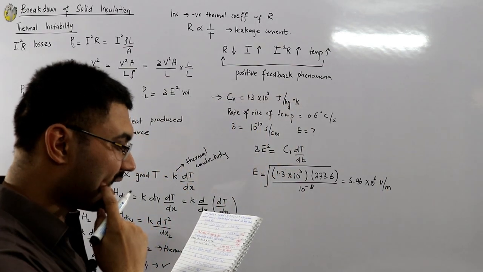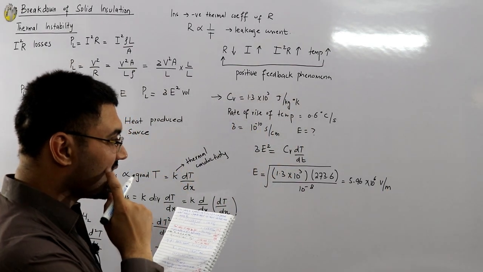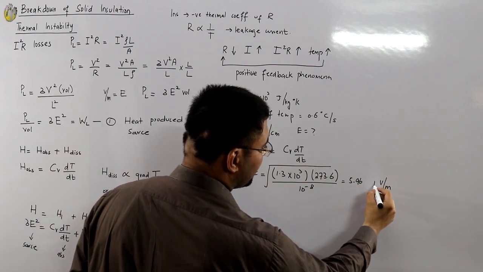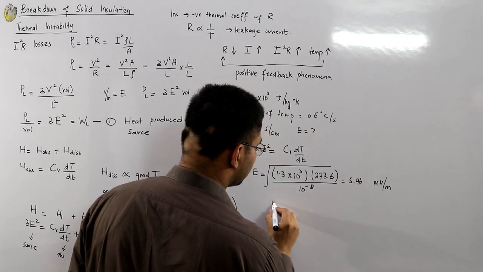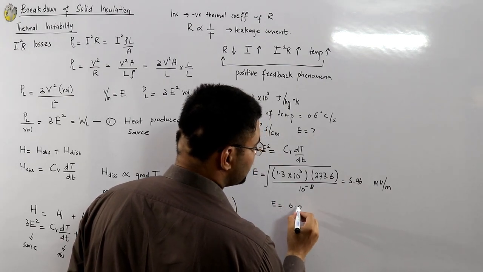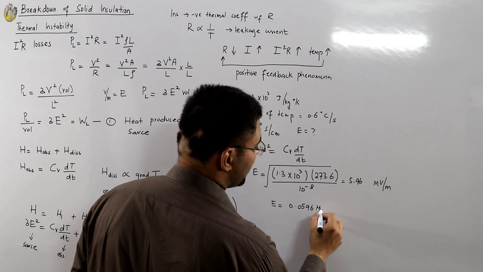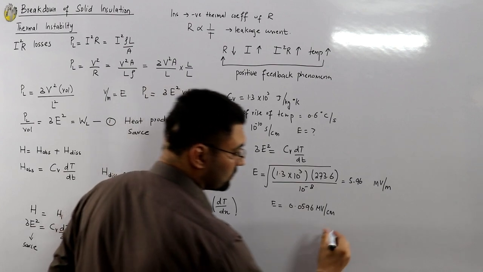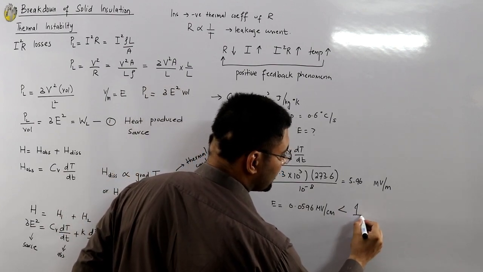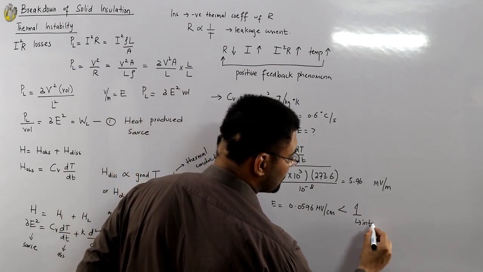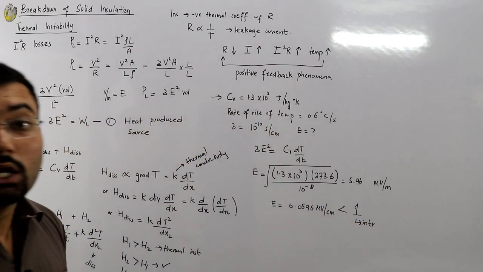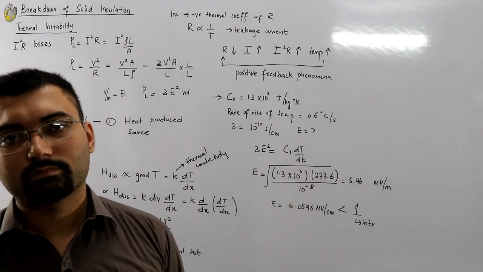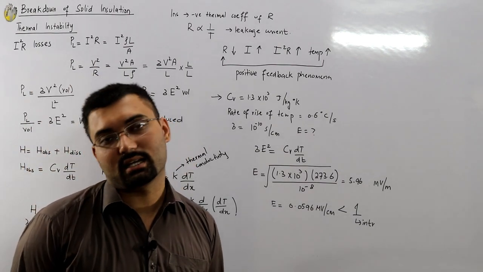We need it in megavolts per centimeter. So this is megavolt per meter, right? And further dividing it by 100, the electric field gives you 0.0596 megavolt per centimeter. Have a look, which is far less than the intrinsic strength, way less than the minimum intrinsic strength I told you. So this is very much less than the intrinsic strength, which means that thermal instability will always occur first.